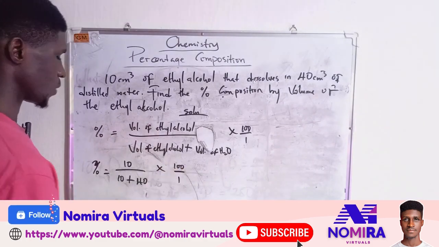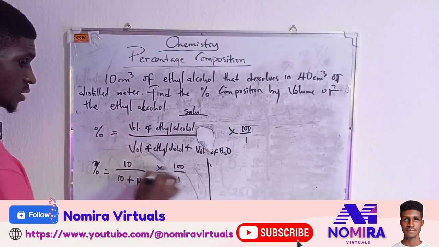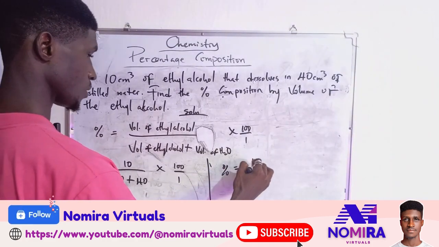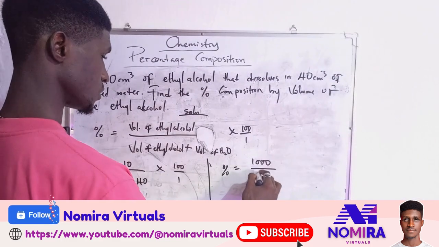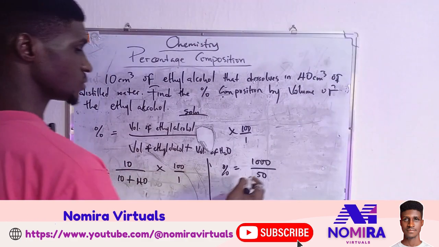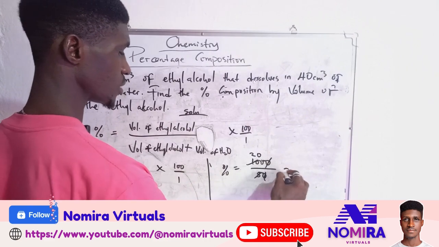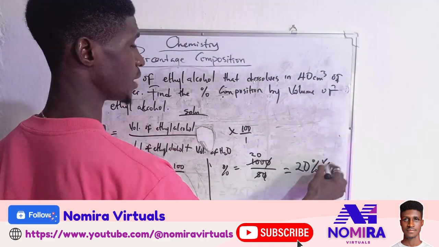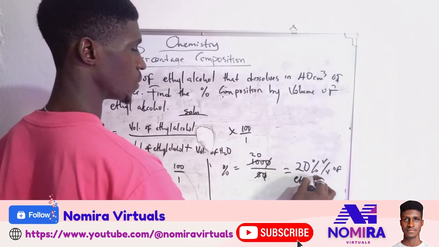100 over 1. Now 10 times 100 will give you 1000 over 50. Now divide this. This will give you 20. So we have 20% volume by volume of your ethyl alcohol.